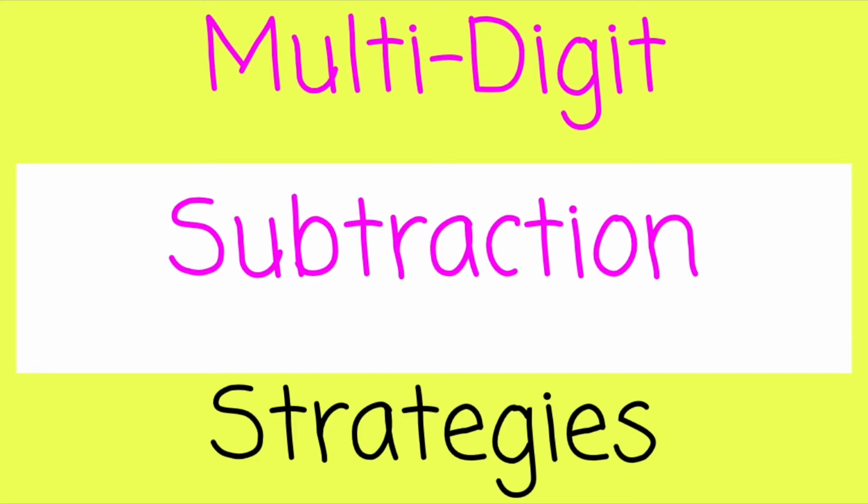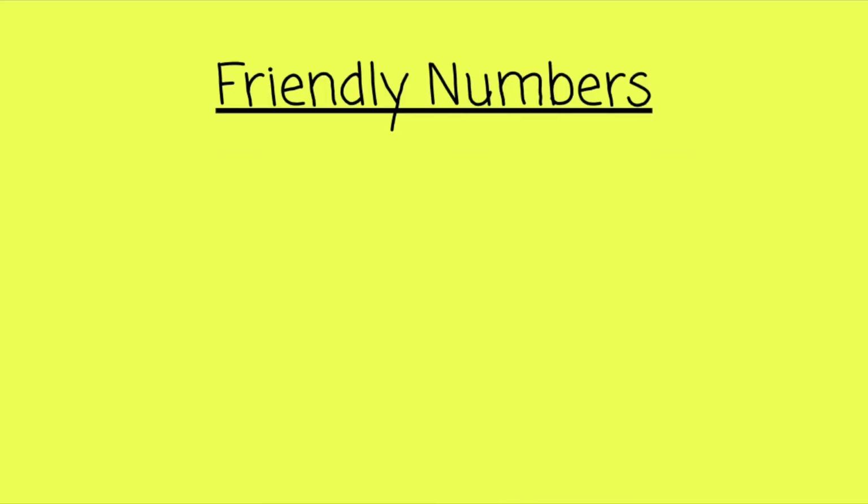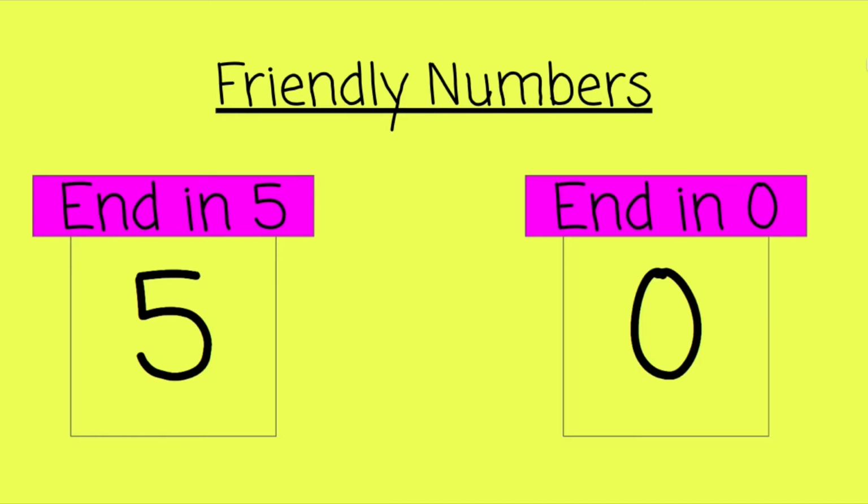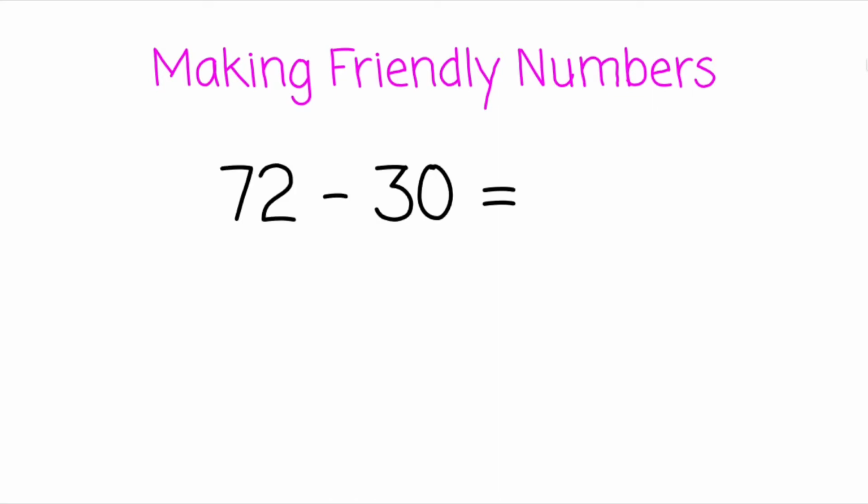Hi friends, today we're going to talk about different subtraction strategies that will help you when subtracting with multi-digit numbers. Let's talk friendly numbers. Friendly numbers are numbers that end in 5 and 0. They're the easiest numbers to work with, which is why we call them friendly. Let's make some friendly numbers.